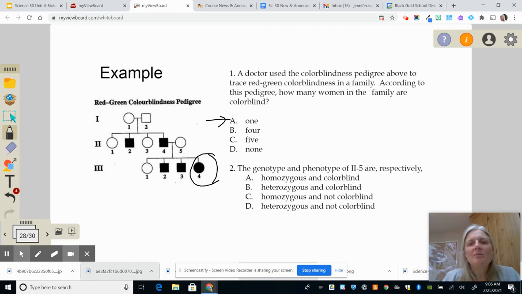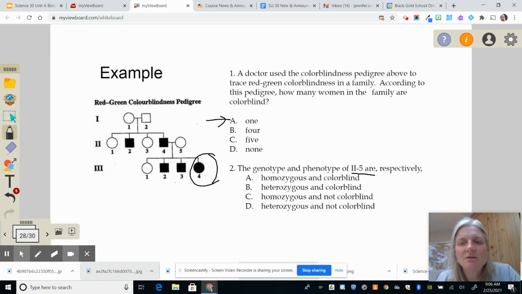All right. And then the next question is, okay, so that's also a hint, right? Color blindness might be a sex-linked trait because there's only one woman with the trait. But it might not be either. So it didn't tell us, so we don't have to jump to any conclusions.